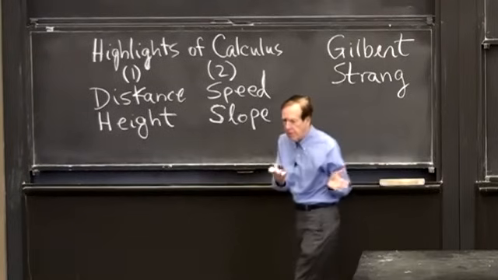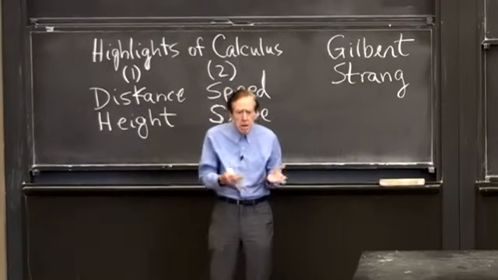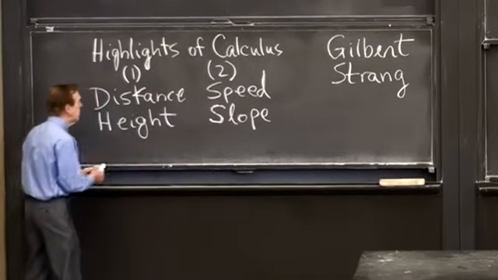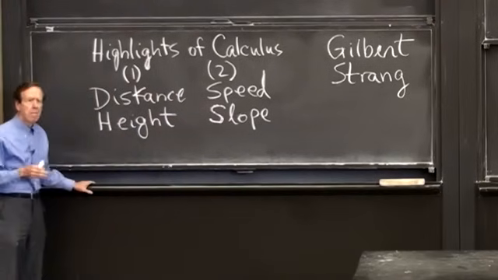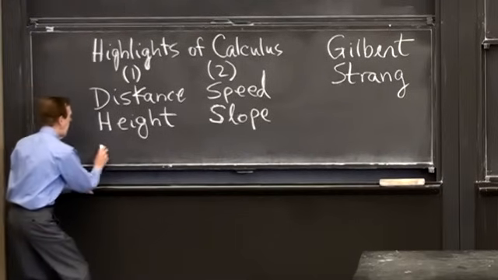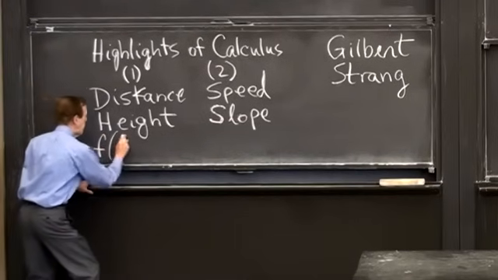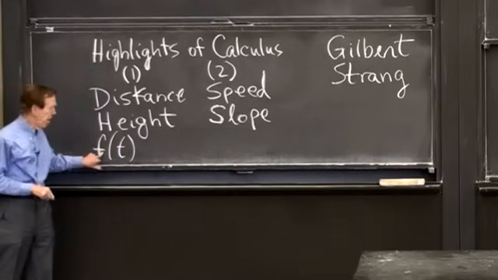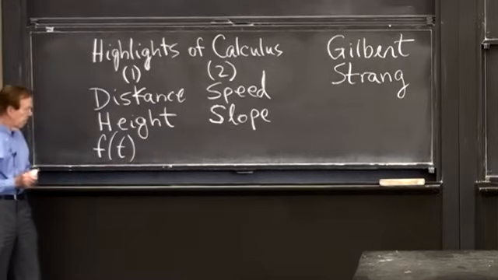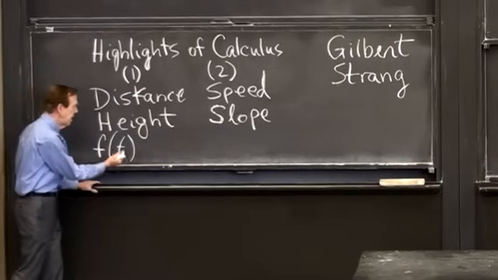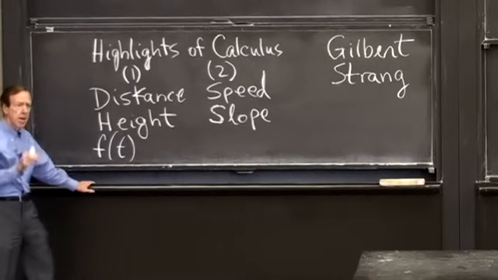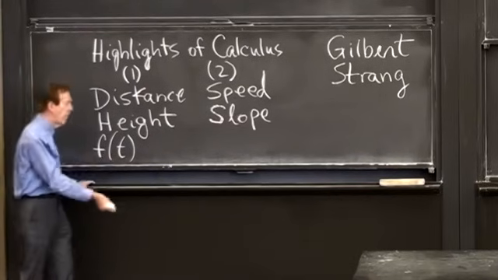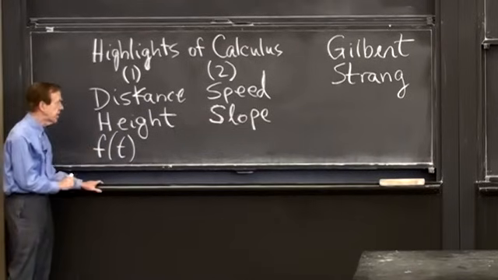And let me give you some algebra letters that you might use. Distance, maybe I would call that F of t. So F for how far, or for function, and the idea is that t is the input. It's the time when you're asking for the distance. The output is the distance.